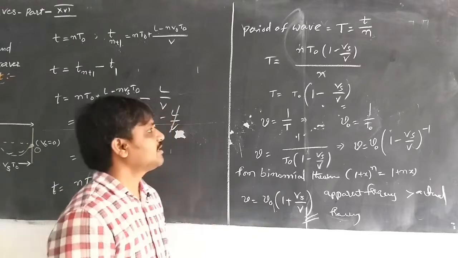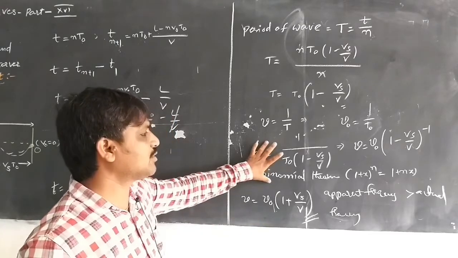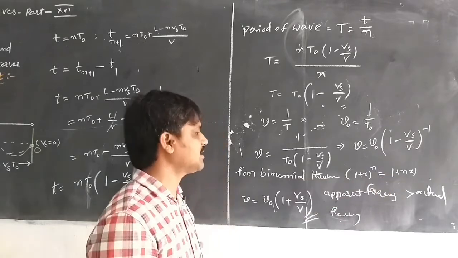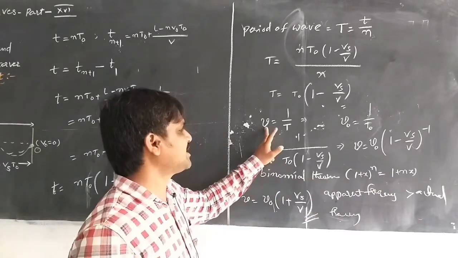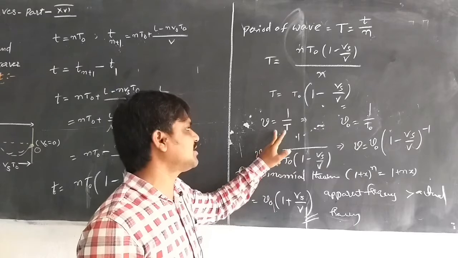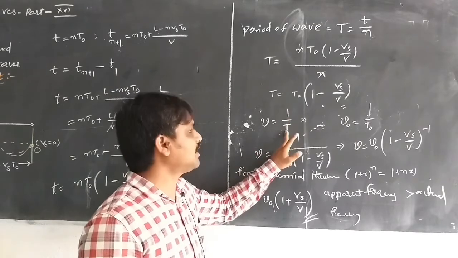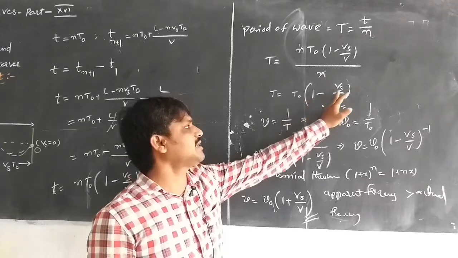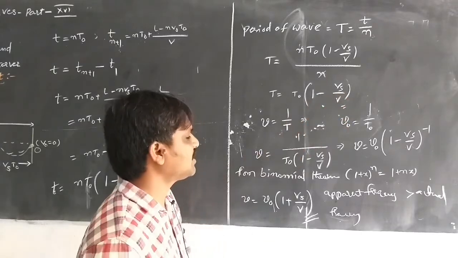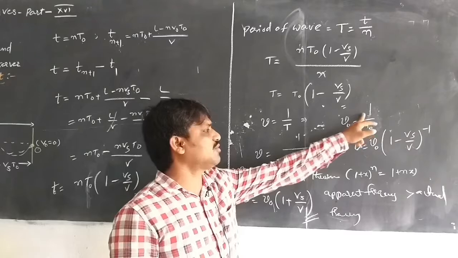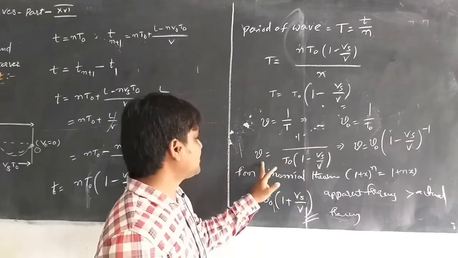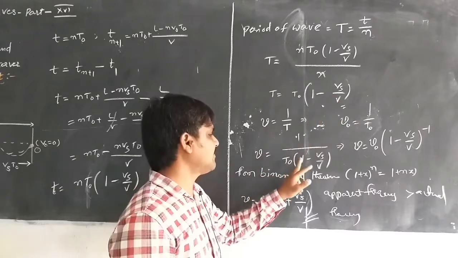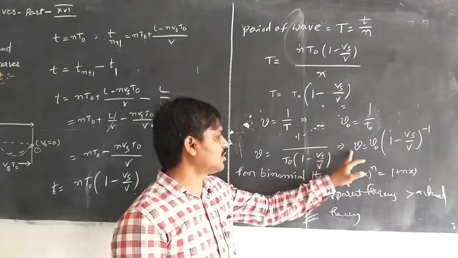According to this, we just need the binomial theorem, that 1 plus x power n is equal to 1 plus nx. The frequency is equal to the reciprocal of the time period, so we substitute T is equal to T naught of 1 minus Vs by V in the equation, and we know that nu naught is equal to 1 by T naught. Just by substituting, 1 by T naught is equal to nu naught.